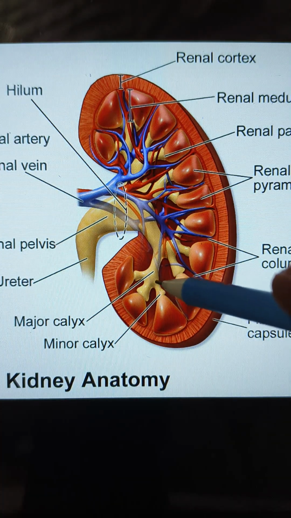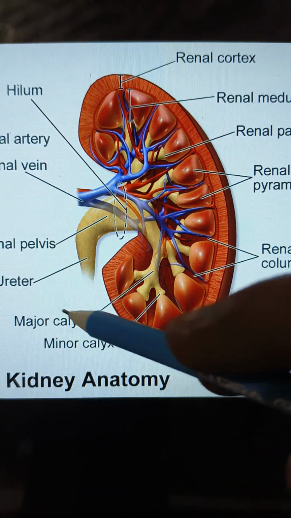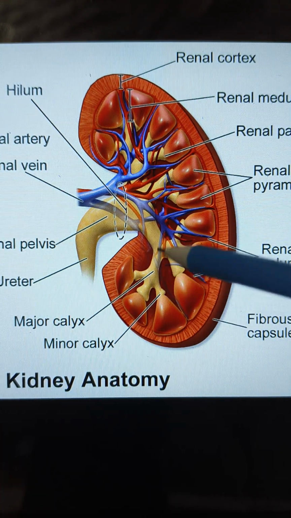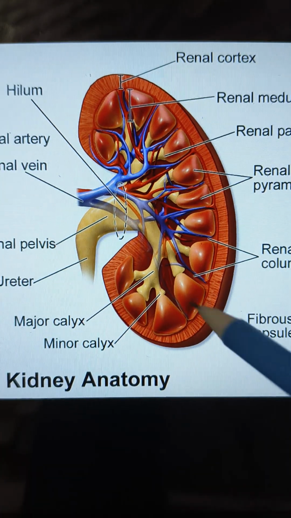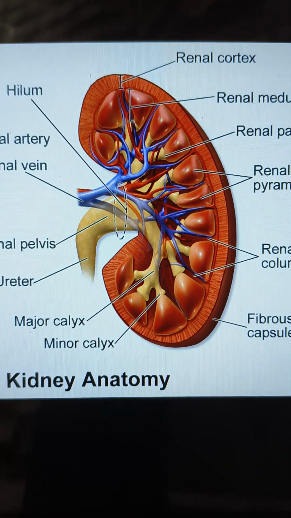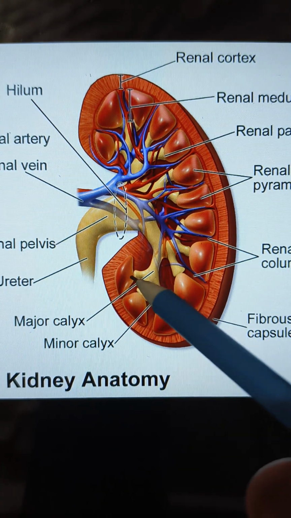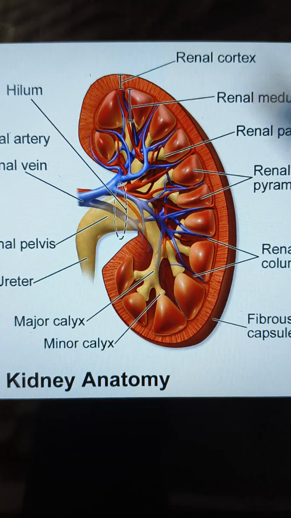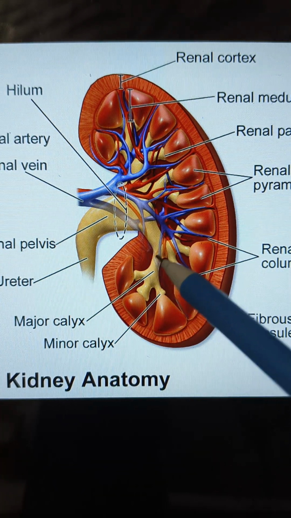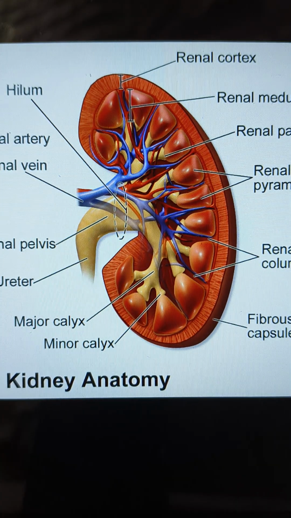Minor calyx transfers the blood to major calyx. It is the broad structure which continues with the minor calyx. It is of 2 to 3. It connects 2 to 3 minor calyx. After that, there are many major calyx.